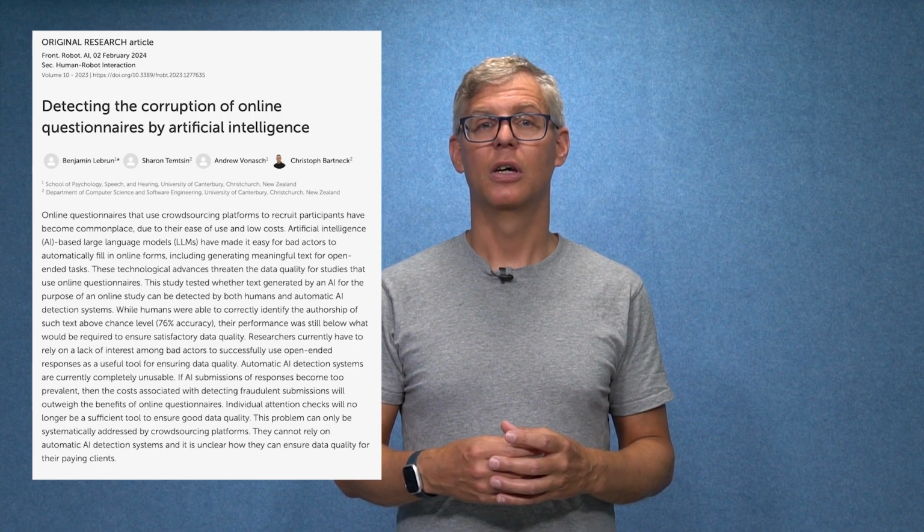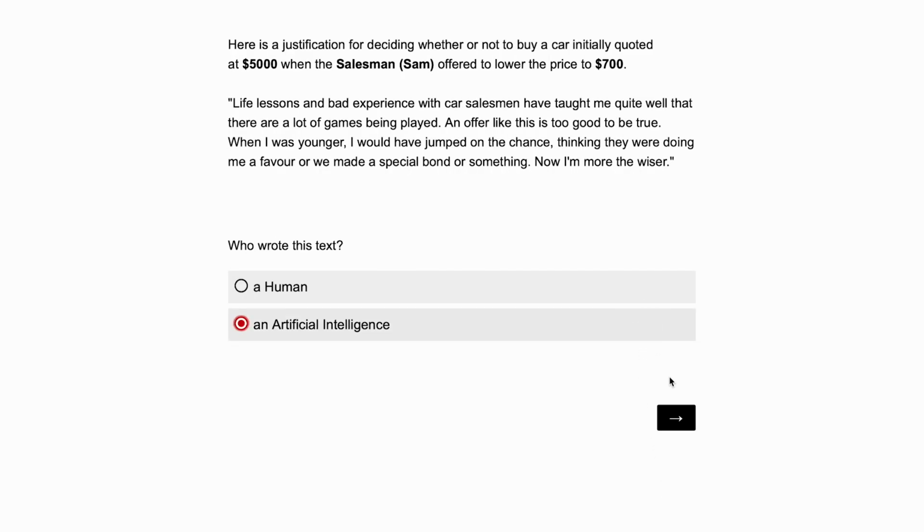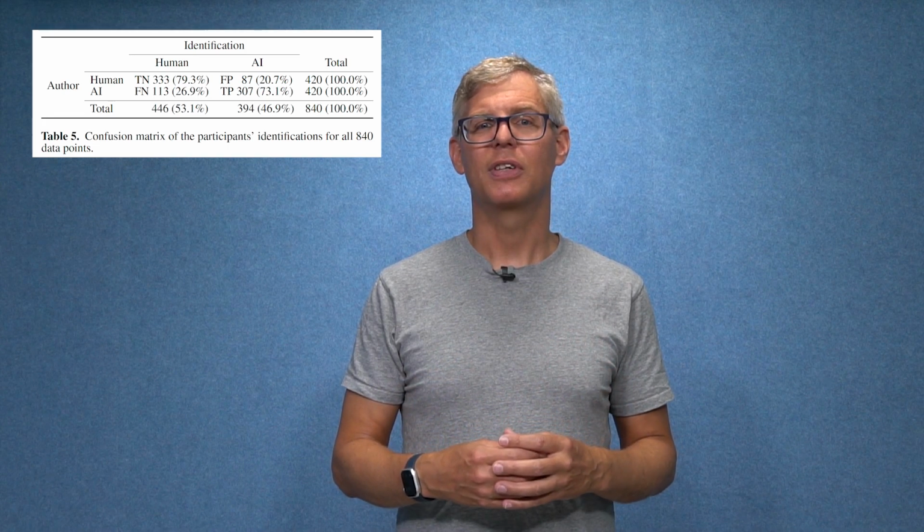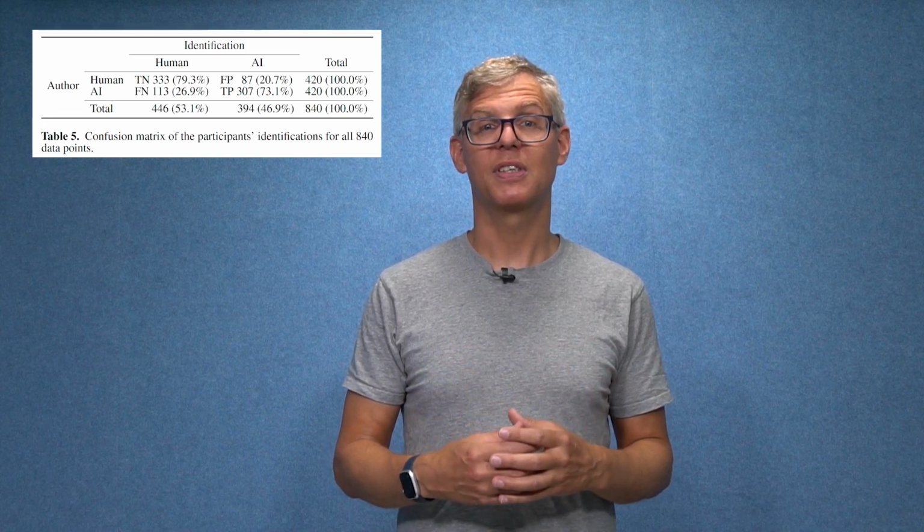Our study investigated whether text generated by an AI for the purpose of an online study can be detected by both humans and automatic AI detection systems. The participants in our study had to guess who the author is of 20 text segments. We also measured other indicators, such as the quality and readability of the text. The results indicated that participants achieved an overall accuracy of only 76% in identifying the authorships of texts. Keeping in mind that a 50% accuracy indicates the chance level.